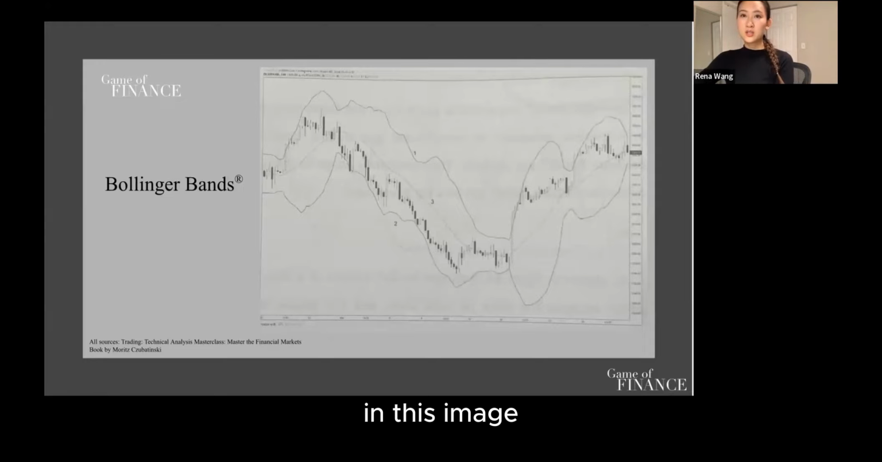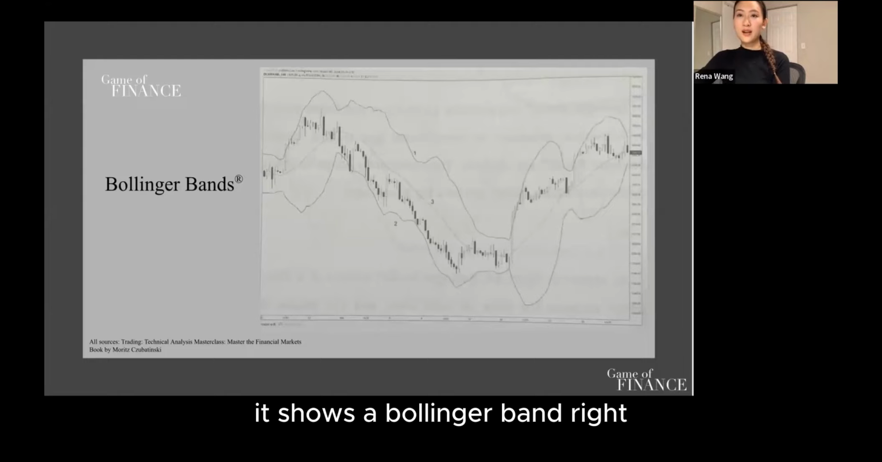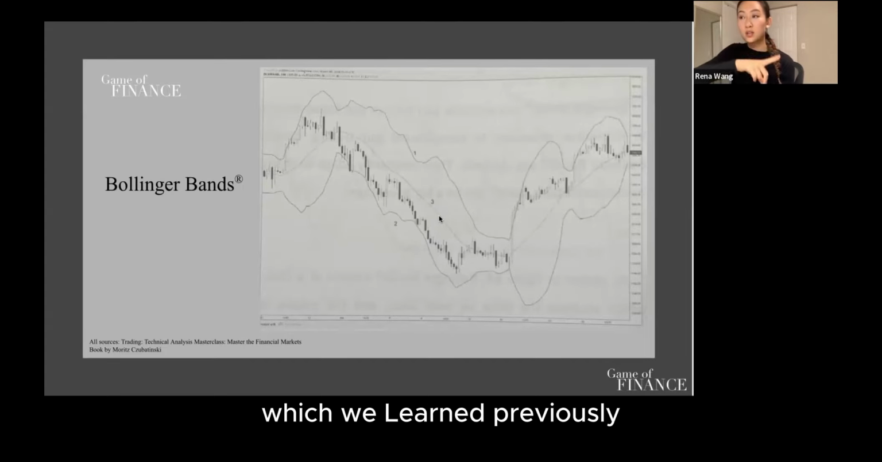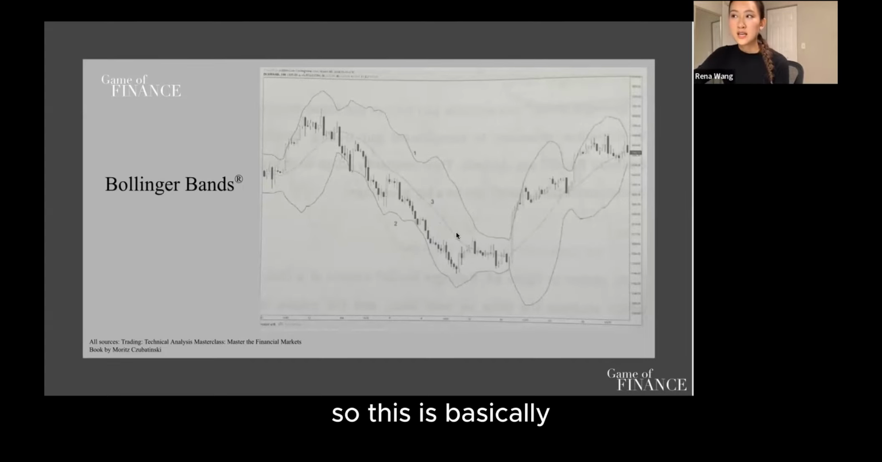In this image, it shows a Bollinger Band. It consists of a channel which encloses the price on both sides, and we have the middle band. So the channel is the upper and lower bands, and the middle band is the moving average, which we learned previously. So the moving average is a part of the Bollinger Band.